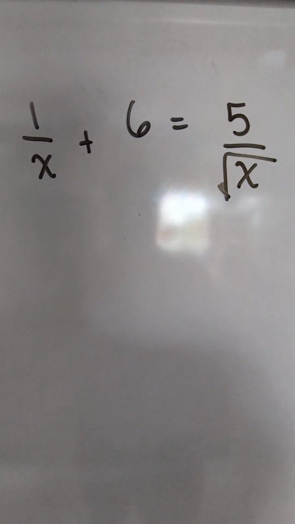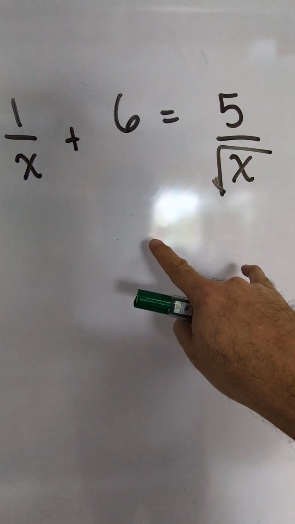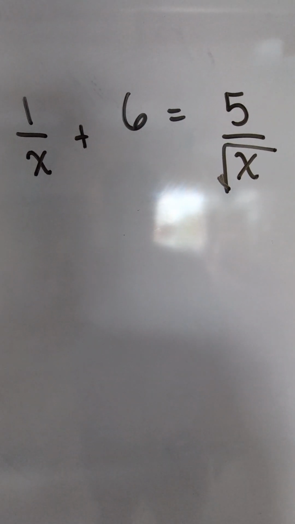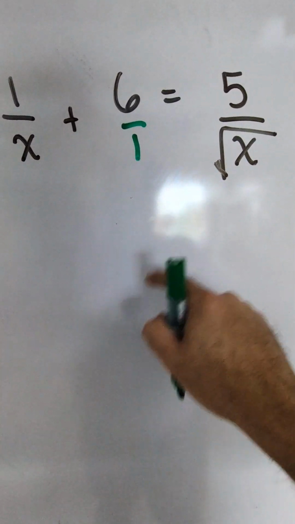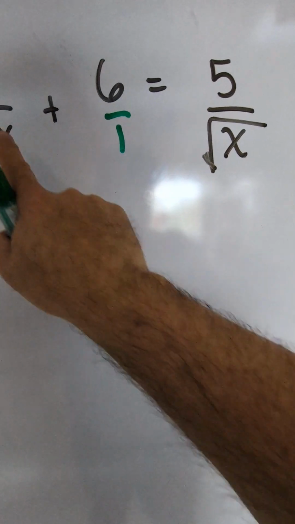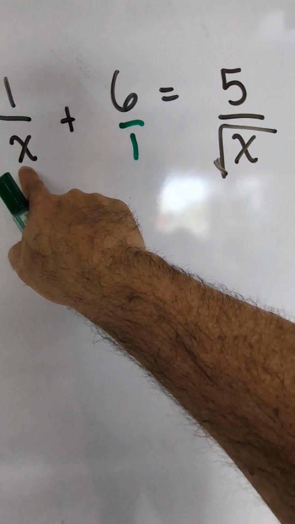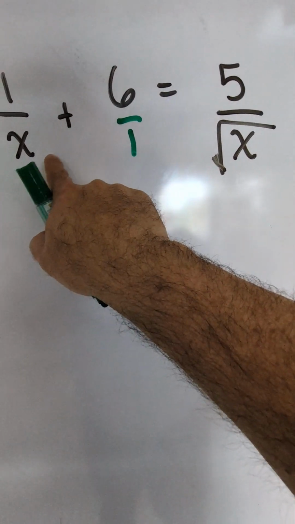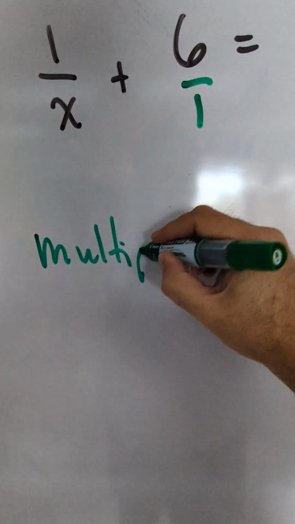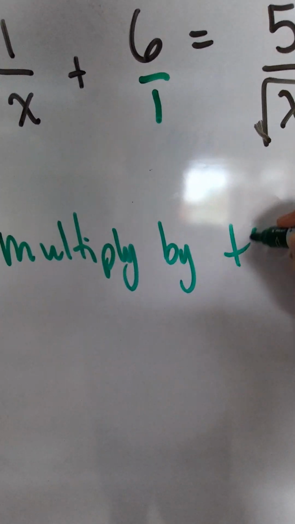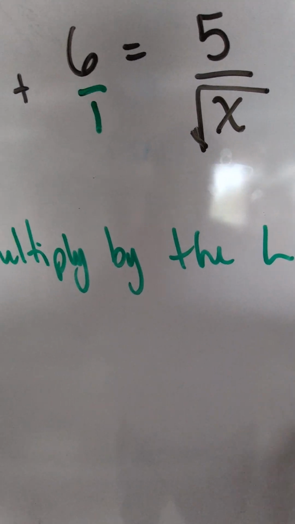Okay, so to solve this equation, I see that I have several denominators. So what you really want to do is to find the least common denominator. Now, this is over 1. So between these two, it's x. And between this one and this one, well, x is a multiple of the square root of x. So we need to put a common denominator, x, or simply multiply by the least common denominator, which in this case is x.